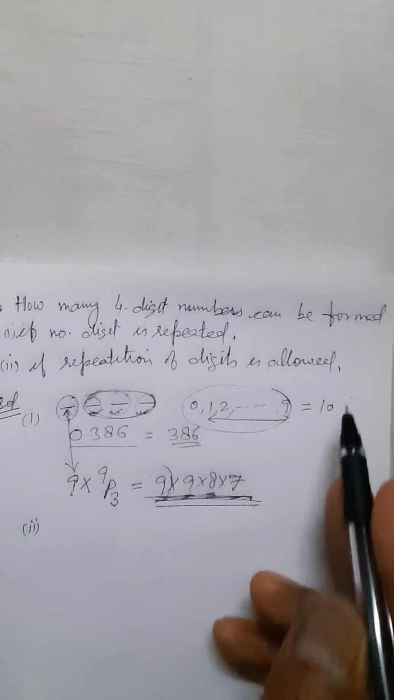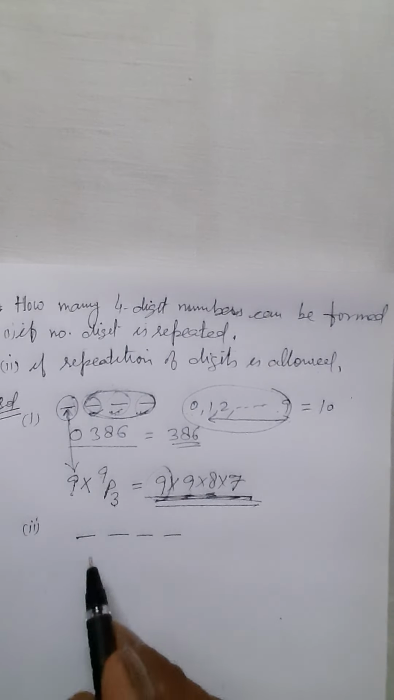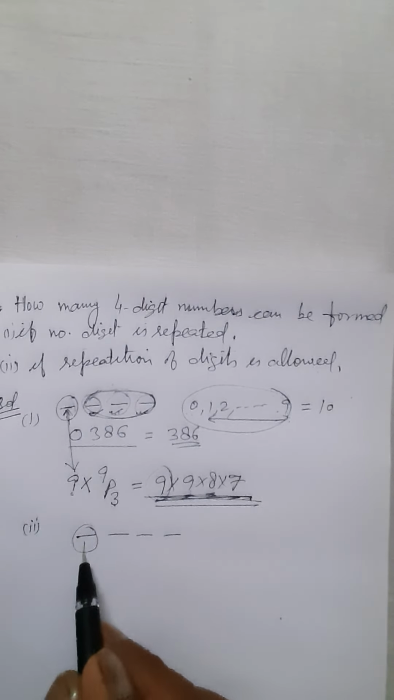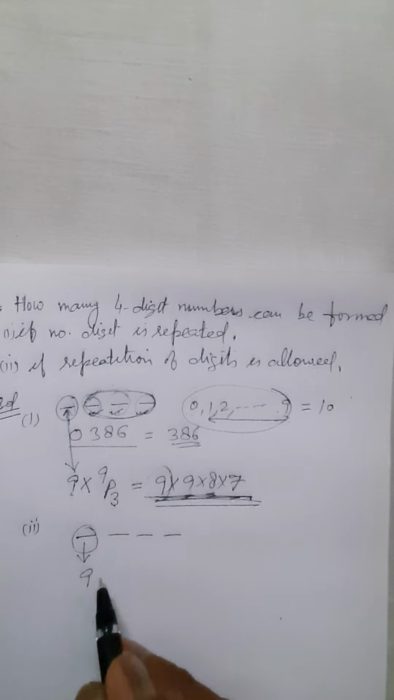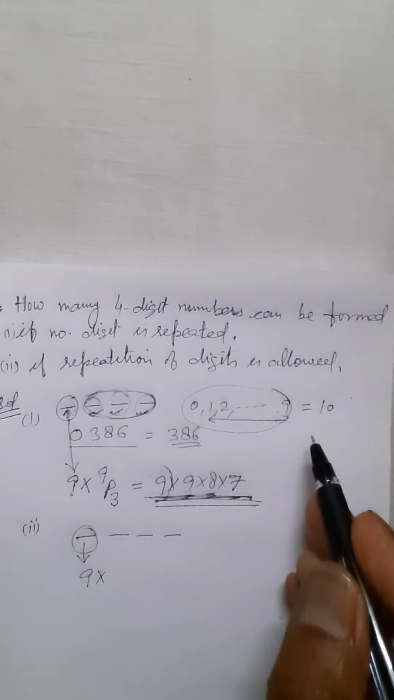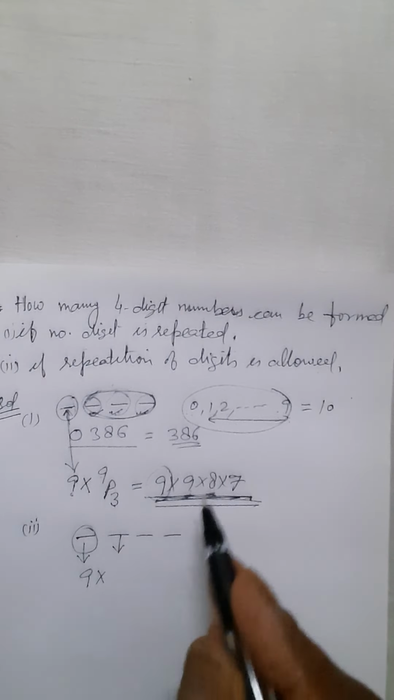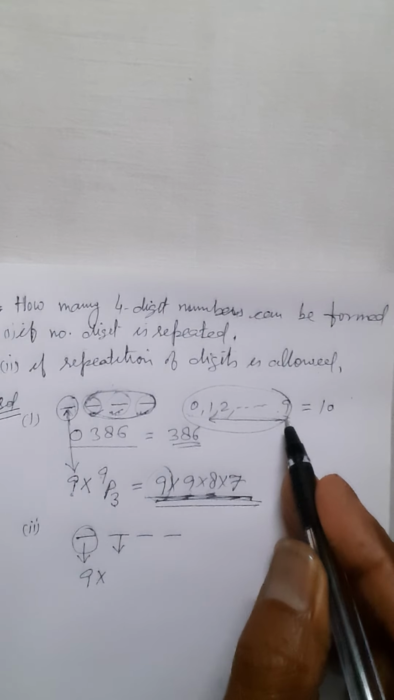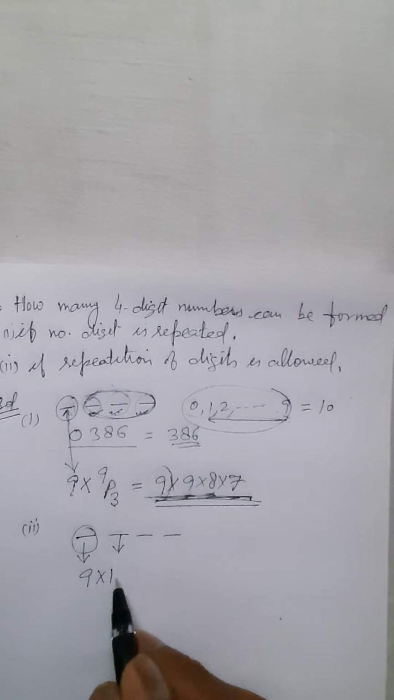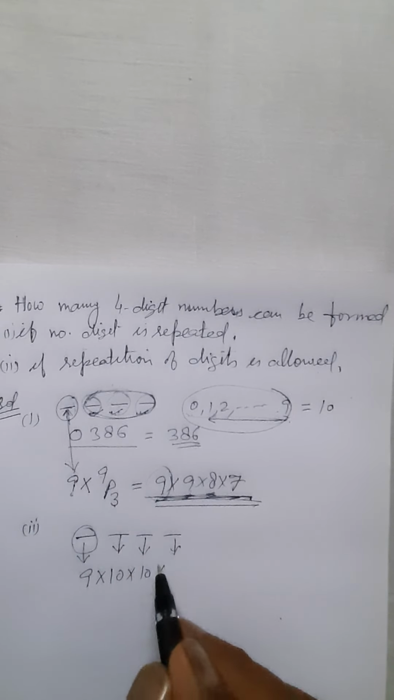Second part of this question is repetition of digit is allowed. Again the same question, but the repetitions are allowed here. Again the same thing, I cannot take 0 here. This can be filled by 9 ways only. How many digits are there in total? Total of 10 digits. I can put here any of the digit out of these 10 because repetition is allowed. So this can be filled by 10 ways, this by 10 ways, and this by 10 ways.